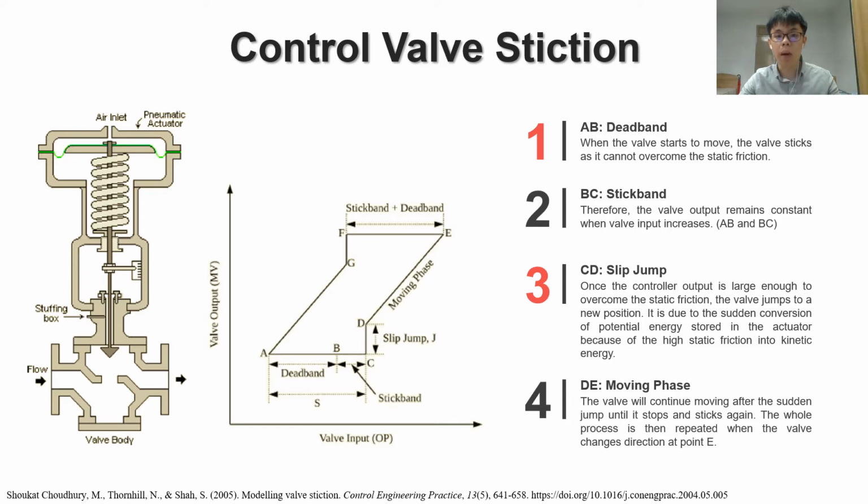After passing through the path of the slip jump, the valve stem continues moving, and it is indicated as the moving phase from point D to point E. The valve stem that continues moving under the moving phase may be stuck again at point E when it changes direction, and the whole process will be repeated.